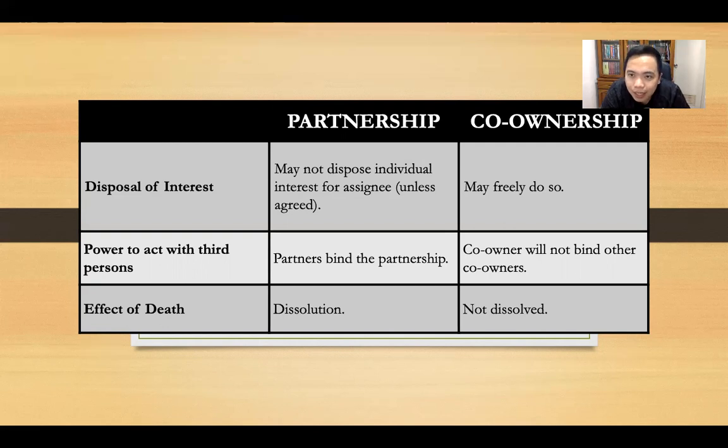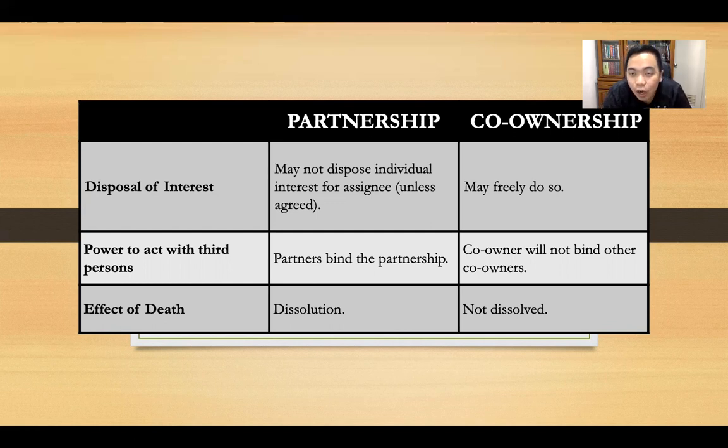On the other hand, if you are a mere co-owner in a co-ownership, you can freely dispose of your interest in the co-ownership. It means that you can transfer your ownership or your interest to another person without the approval of the other co-owners. Kahit hindi pumayag yung ibang co-owner, class, pwede mong i-transfer yung interest mo sa co-ownership. But that concept is not true with respect to partnership.